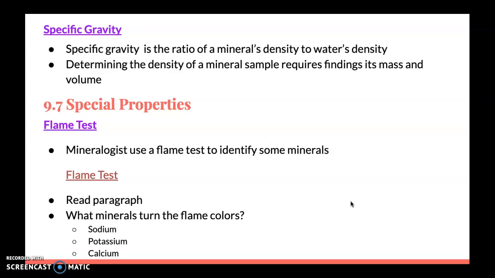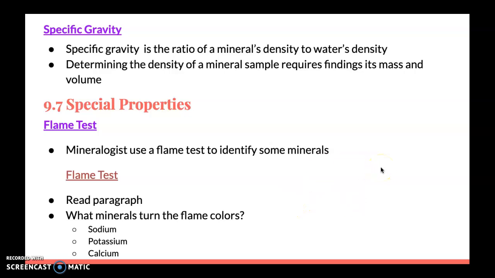Our next property will be specific gravity. Specific gravity is the ratio of a mineral's density to water's density. So we're putting it in water and seeing how dense it is. Determining the density of a mineral sample requires finding its mass and its volume.